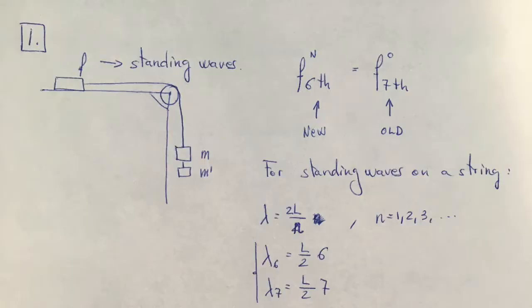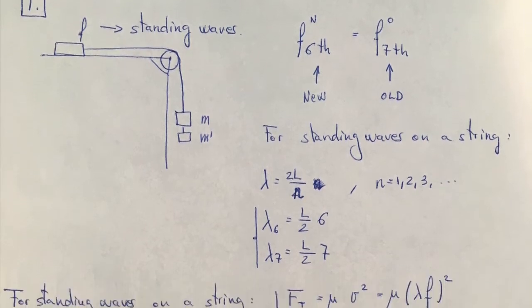We want the frequency of the new sixth harmonic to be equal to the frequency of the old seventh harmonic. For standing waves on a string, the wavelength is equal to 2L divided by n, where n is an integer: 1, 2, 3, 4, 5. So lambda of the sixth harmonic is going to be 2L over 6. Lambda of the seventh harmonic is going to be 2L over 7.